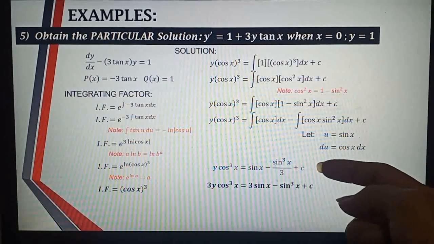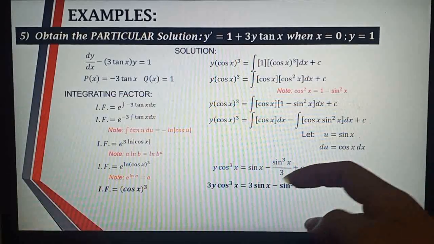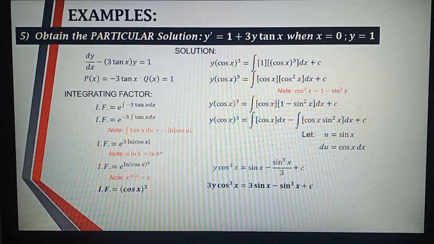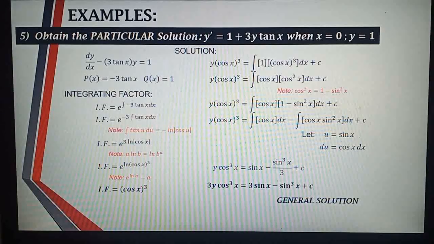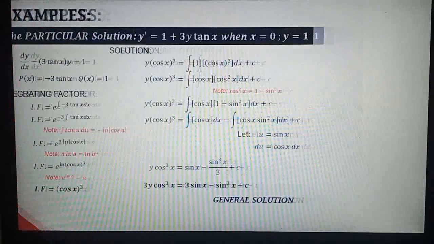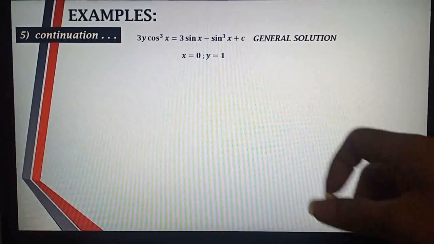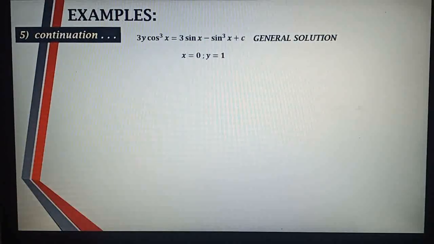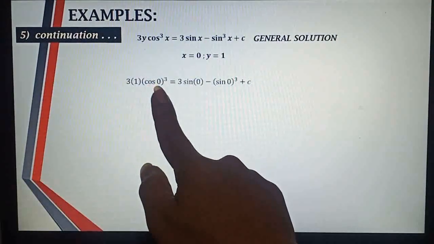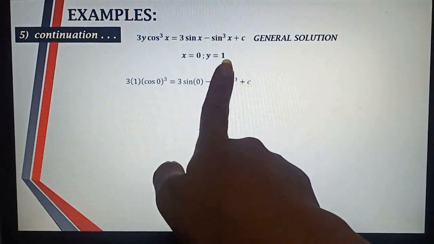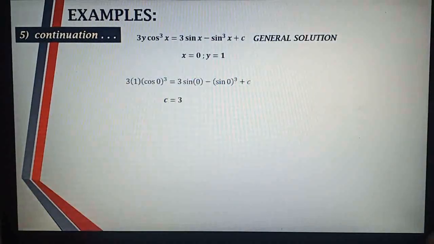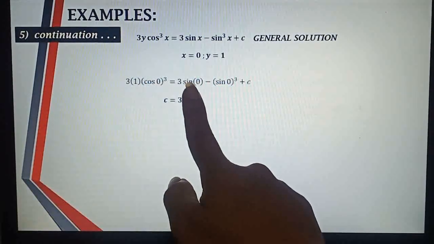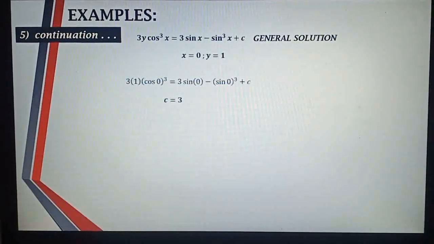Now, simplifying this equation by multiplying the whole equation sa 3, you will now have 3y cosine cube x equals 3 sine x minus sine cube x plus c. Now, this is considered your general solution, but our target is the particular solution of the equation. So, we need to find the particular solution by using the values of x and y, which is x equals 0 and y equals 1. So, isa-substitute na natin ngayon yung value ni x, lahat, then lahat ng y. So, evaluating the equation, you will get the value of c as 3. Kasi cosine 0 is 1, so matitira dito is 3, sine 0 is 0, sine 0 is also 0, so c is equal to 3.